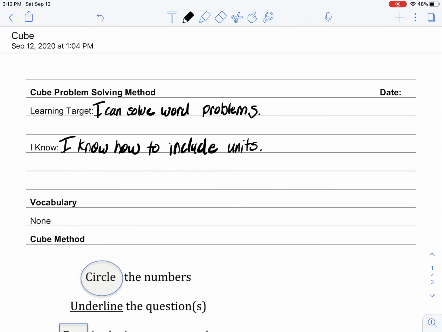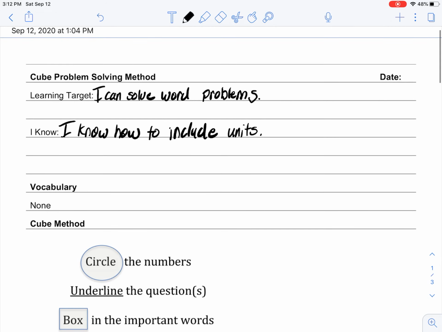So maybe you say that. Your I know is something that you write for yourself. The next thing is vocabulary. Most times there will be vocabulary.